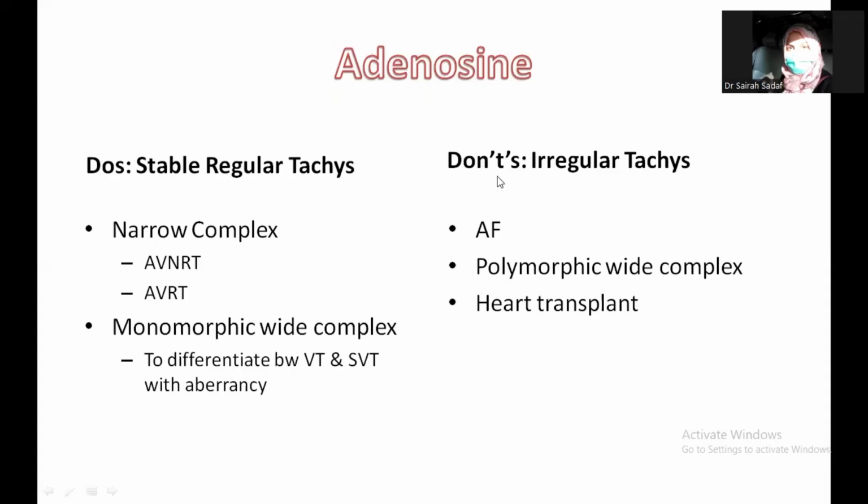Now, when strictly not to give: irregular tachycardias. Which tachycardias are irregular? AFib, flutter, fibrillation, mostly those. Multifocal, MAT, polymorphic wide complex, don't give it. In a heart transplant patient, don't give it.